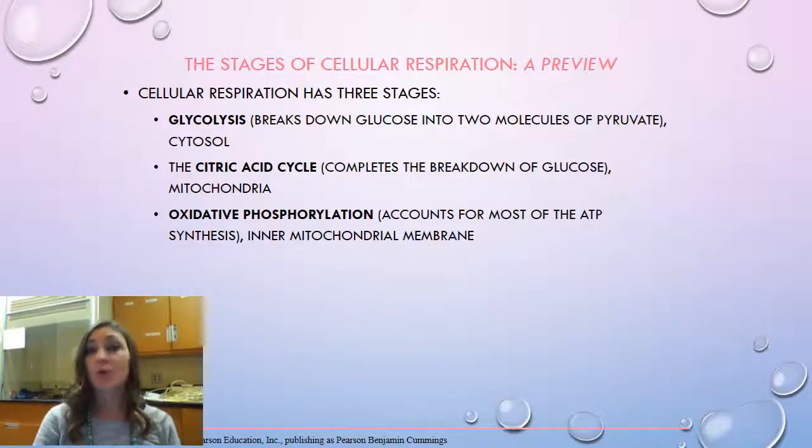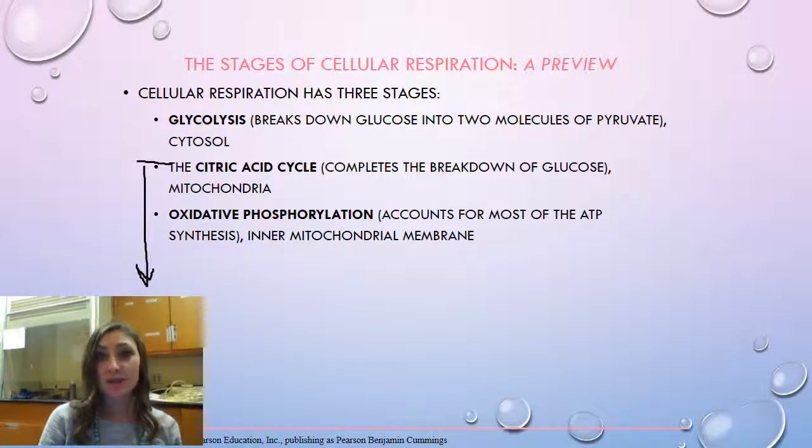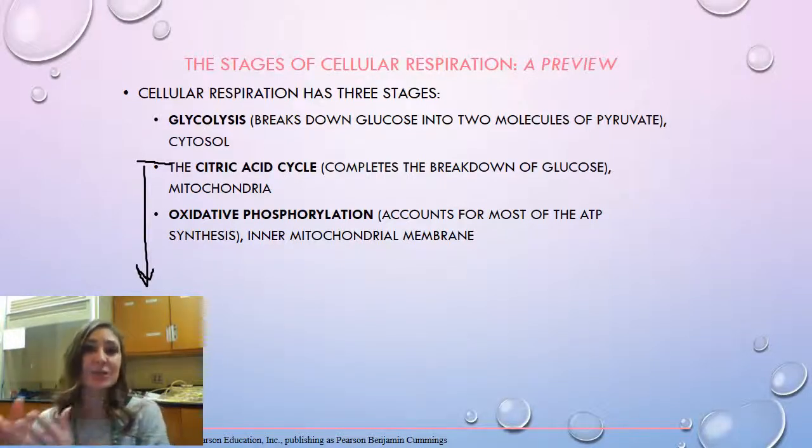Keep in mind, for aerobic cellular respiration, glycolysis occurs, and then if oxygen is present, we go through the citric acid cycle and oxidative phosphorylation. If there is no oxygen present, we go from glycolysis into fermentation.